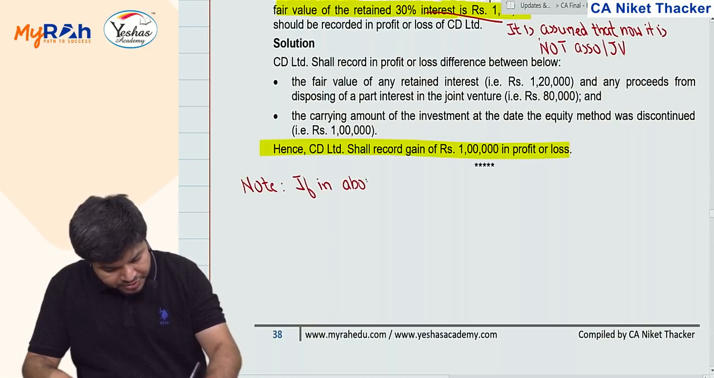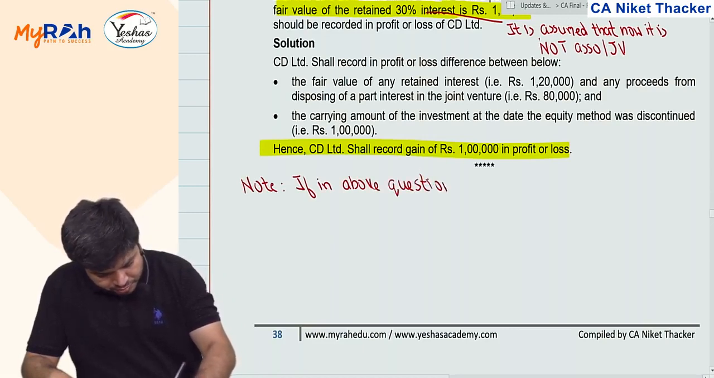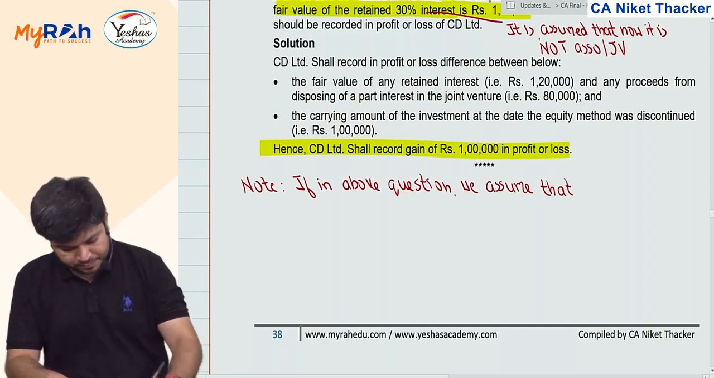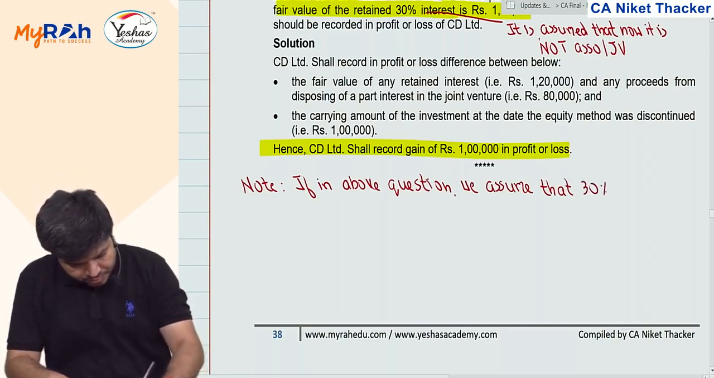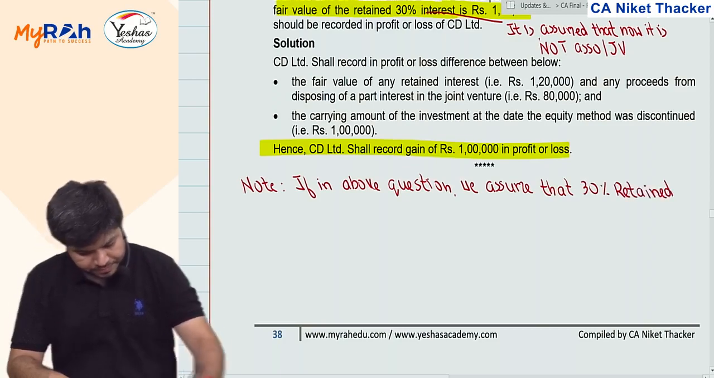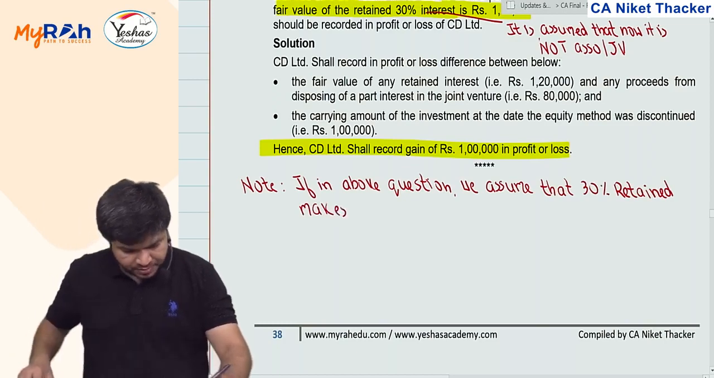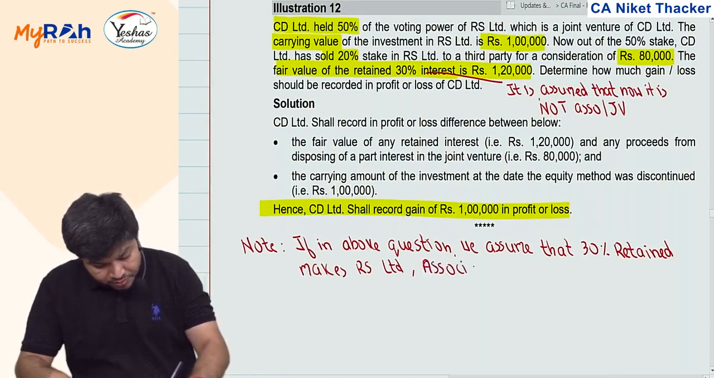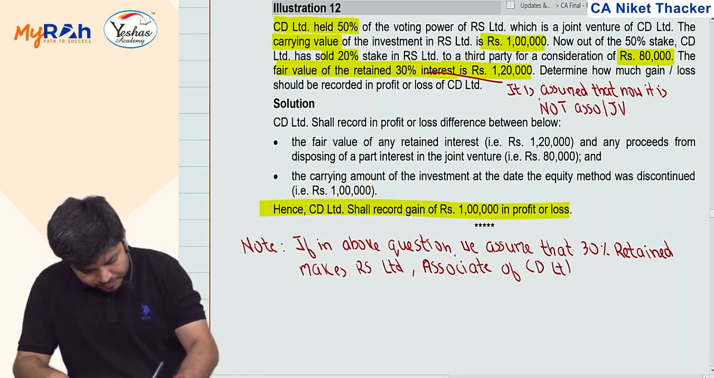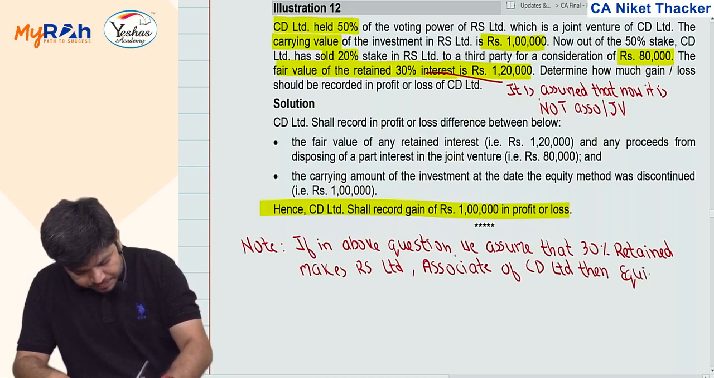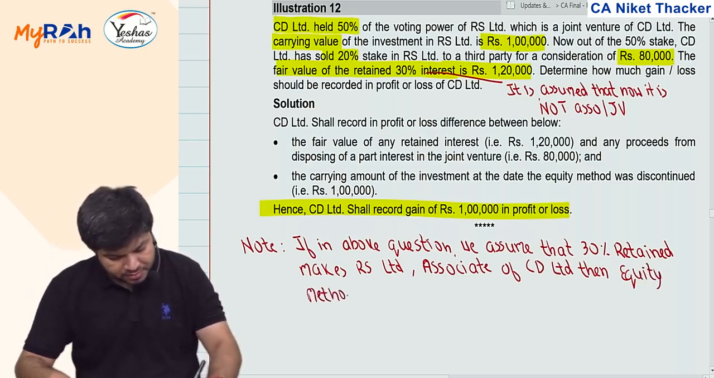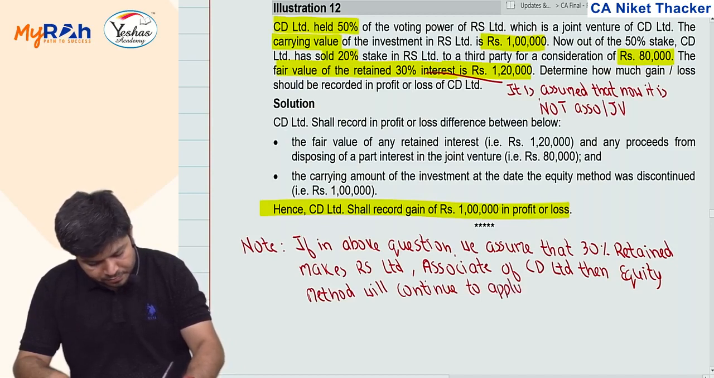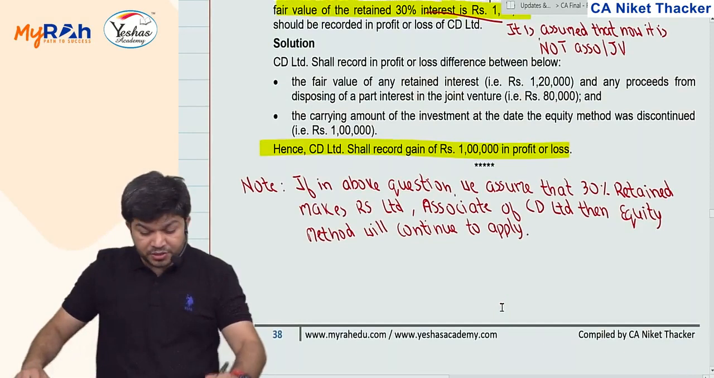If in above question we assume that 30% retained makes RS Limited an associate of CD, then equity method will continue to apply.